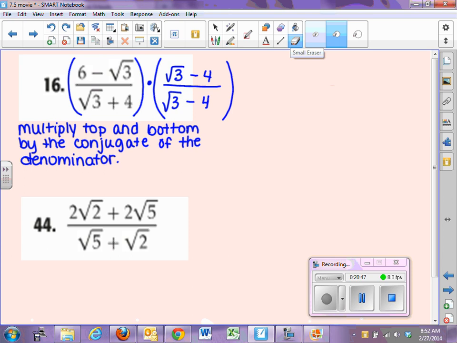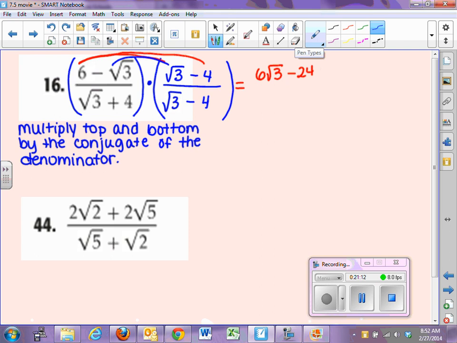We're going to FOIL, top and bottom. Oh, it's so much fun. I can't wait to dig in. So that's going to be 6 radical 3. 6 times negative 4 is negative 24. Well, negative square root of 3 times positive square root of 3 is negative square root of 9. I could have just written 3. Negative square root of 3 times negative 4 is a positive. It's going to be 4 radical 3.